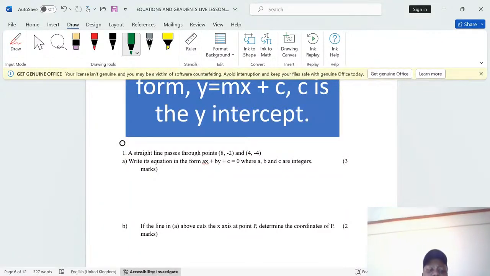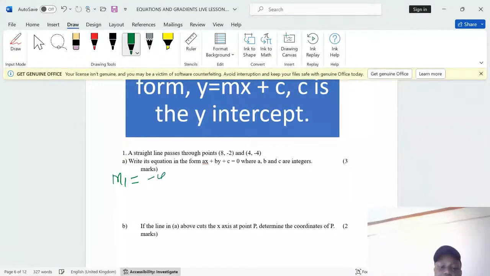All right, the first thing to determine, as we have just agreed, is the gradient. We are already given the coordinates. Therefore, to get the gradient, we need the change in y, which is -4 minus -2, divided by the change in x, 4 minus 8. So this is -4 plus 2, which becomes -2 out of -4, and this simplifies to positive half.